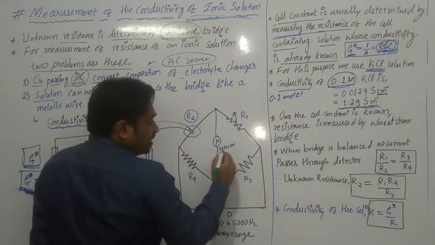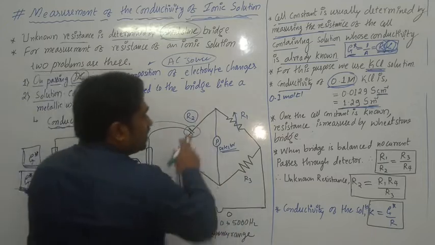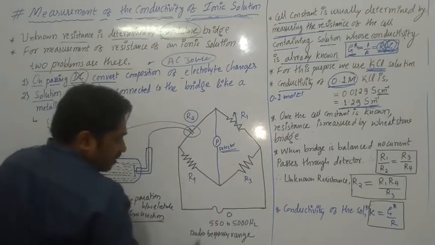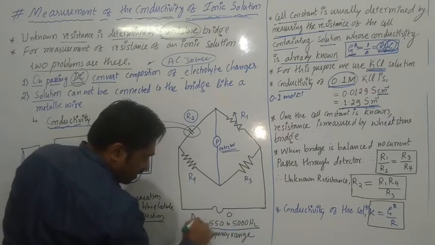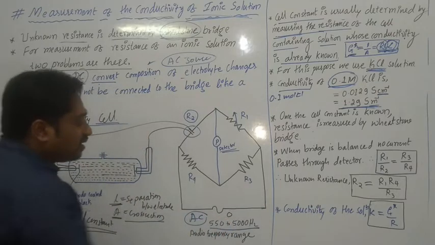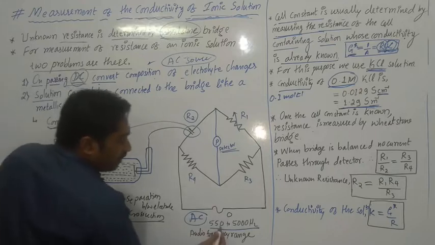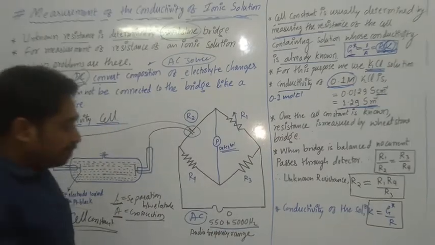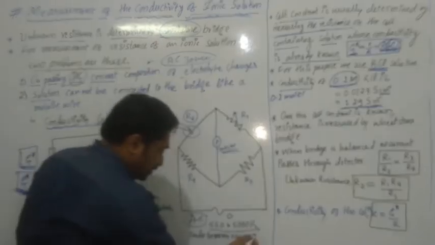Here this P is known as detector. This P is a detector, and this Wheatstone bridge is fed with the frequency of AC source. Here this is AC source. This O is AC source. Here the given frequency is 550 to 5000 oscillations per second or cycles per second, or hertz.